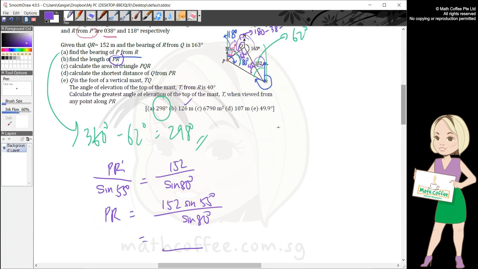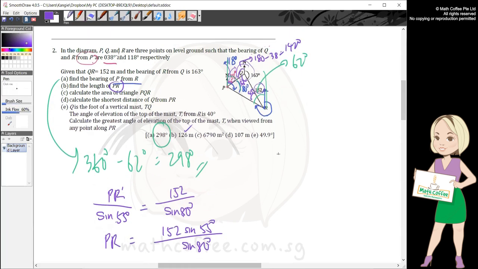Next, find the area. Area of PQR. I got so much information. Of course, use half base AB sine C. Half AB sine C. Okay, just go and find it yourself. Question D. Calculate the shortest distance. Shortest distance from Q to PR.